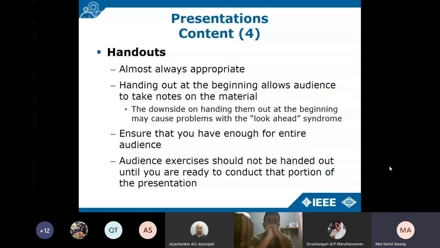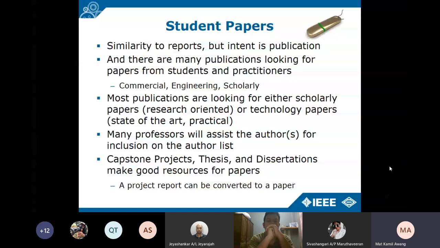So student papers are similar to reports, but the intent is publication. And there are many publications that are looking for papers from students, whether it's journals or engineering conferences and whatnot. Normally the professor will assist you to come up with a paper. And also you do capstone projects. Those are under student papers, thesis, dissertation. These are a good source for papers.